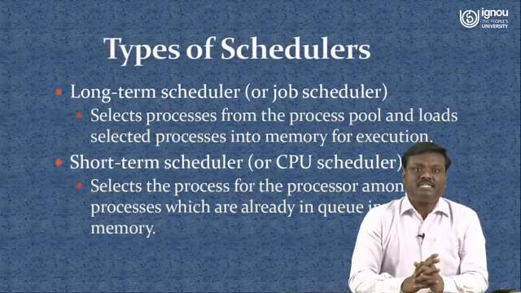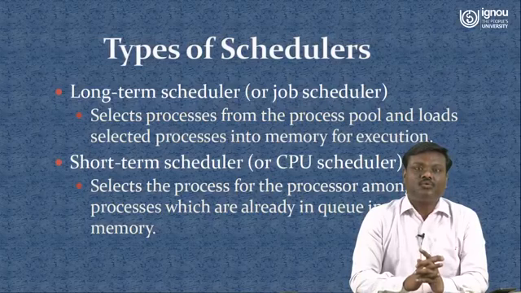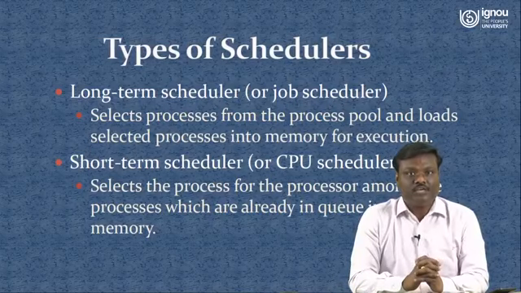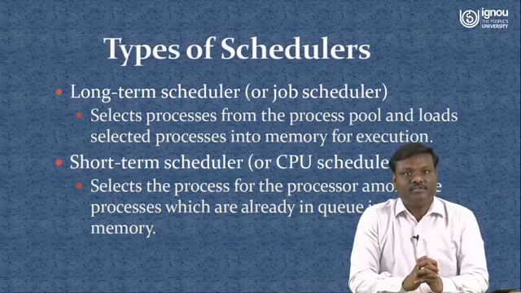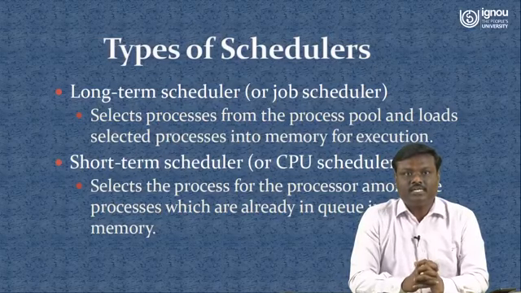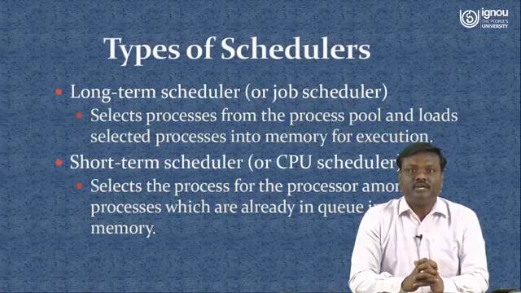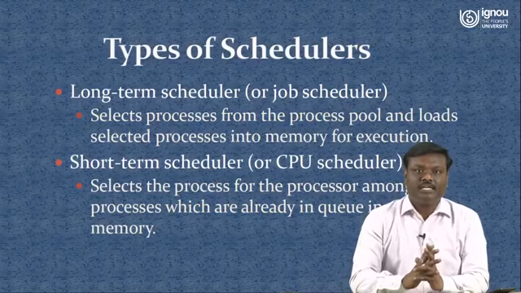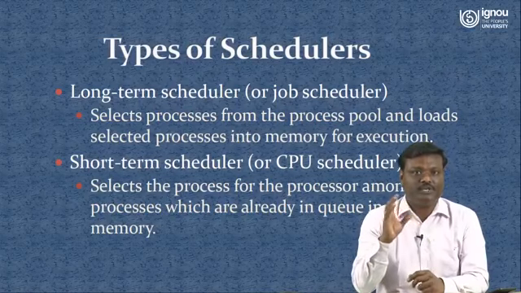So as we have seen the definition of the scheduler, there are two types of schedulers. One is the long-term scheduler. It selects processes from the process pool and loads the selected processes into memory for execution. And then there is another type of scheduler called the short-term scheduler. The short-term scheduler is nothing but the CPU scheduler.